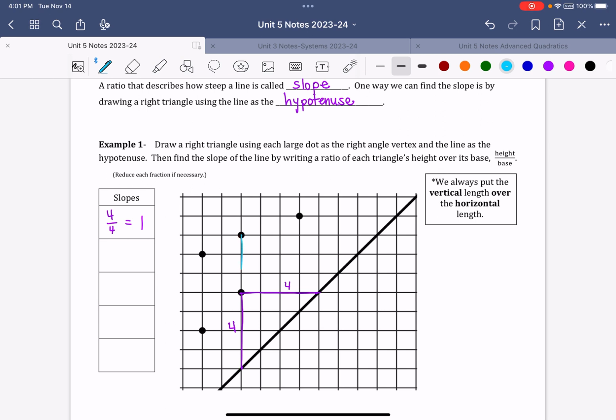Now if I go from this, my blue one that I just drew is 1, 2, 3, 4, 5, 6, 7 high, and 1, 2, 3, 4, 5, 6, 7 along the horizontal. So vertical over horizontal would be 7 over 7, which is 1. Let's pick another one. So this vertical is 1, 2, 3, 4, 5, and 1, 2, 3, 4, 5 for the horizontal. So 5 over 5 is 1.